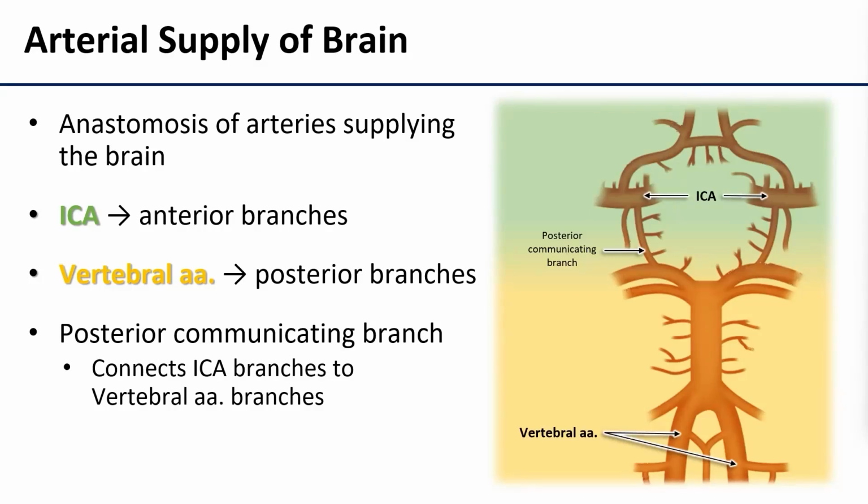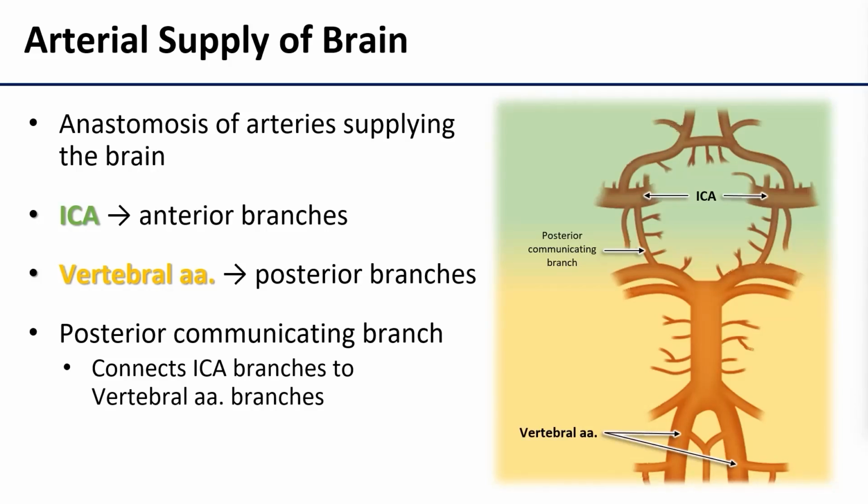Once they're inside the cranial cavity, both the internal carotid and the vertebral arteries give off a number of branches that interconnect in various ways. We call these connections between arteries an anastomosis. And just to be clear, an anastomosis can be any blood vessels that join together, not just arteries. But here specifically, we're looking at arterial anastomoses.